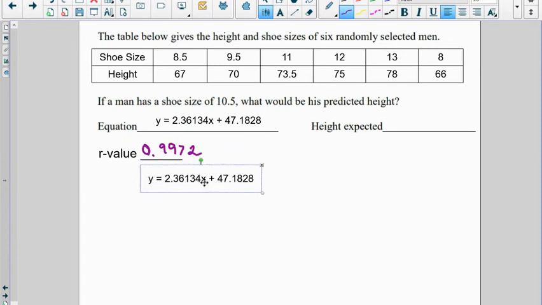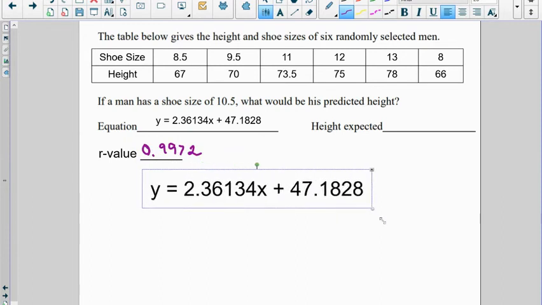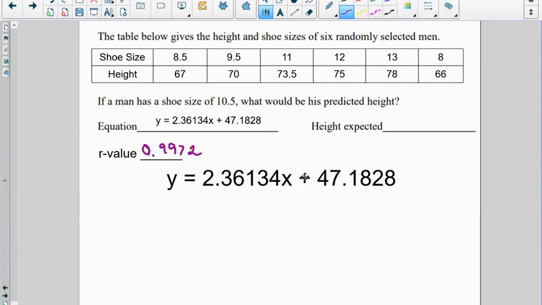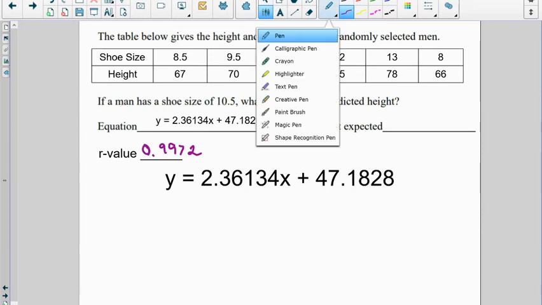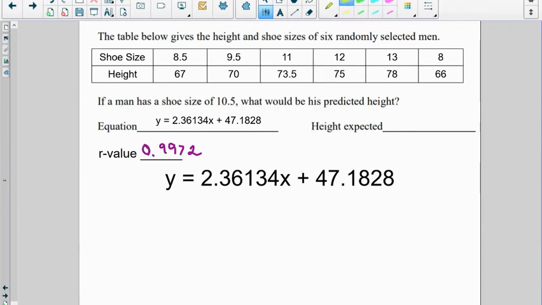So last thing we have to do is make a prediction. Not just a guess, but actually use the data. So our data and our process of linear regression gave us our equation of the trend line. So this is the equation that we could use to predict other values. So what we have here is a man with a shoe size of 10.5. That's the part that's given to us. Shoe size is the X value. It's asking us to figure out what is his predicted height, which would be the Y value.